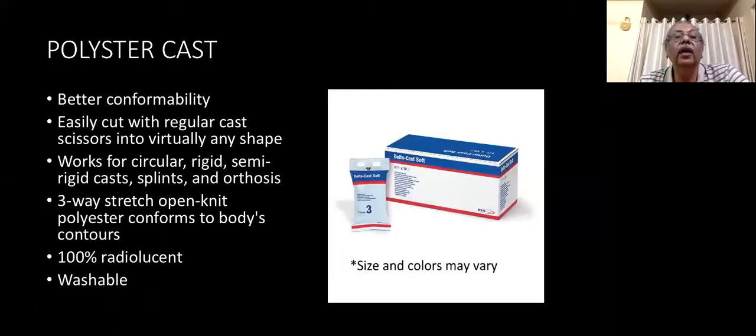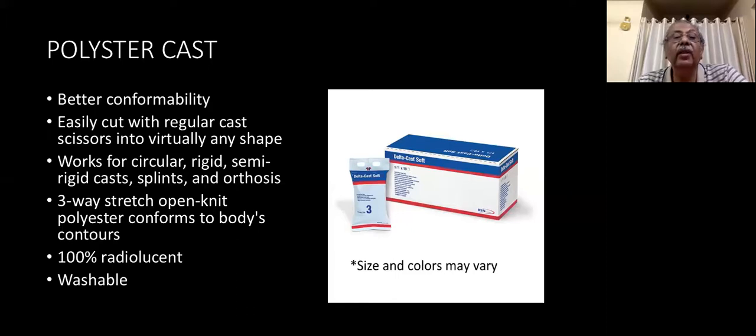Then you should know regarding this polyester cast also, because now it again has become popular. It has got better conformability, so it is easy to apply, and you can use a regular scissors for cutting it, and it works for circular, rigid, semi-rigid casts, splints, and orthosis. And three-way stress open knit polyester conforms to the body contours. And the main advantage is it is 100% radiolucent, and it is washable. These are the two things.